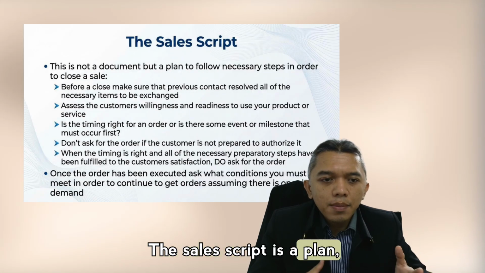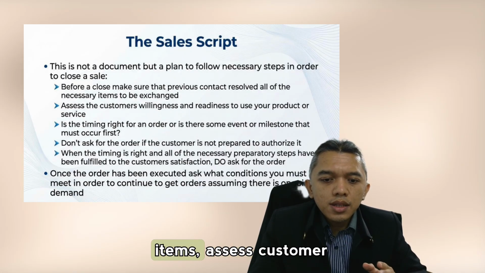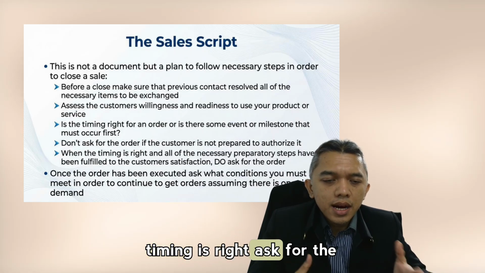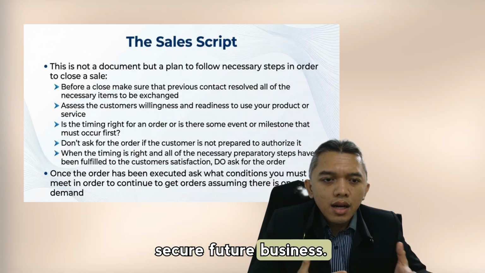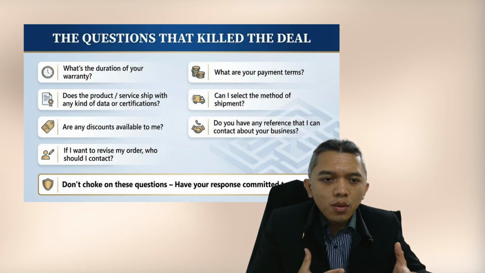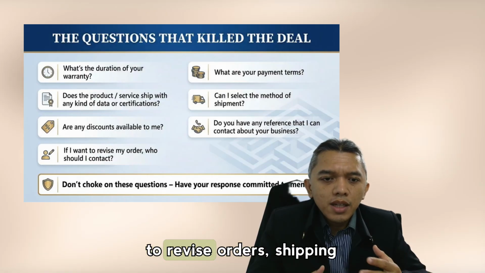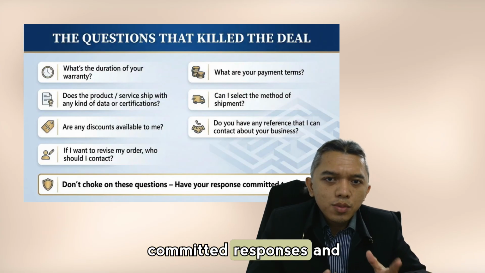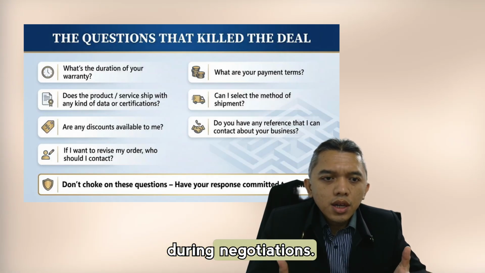The sales script is a plan, not a static document. Confirm previous contacts, resolve necessary items, assess customer readiness and timing. Don't ask for an order if the customer isn't prepared. And when the timing is right, ask for the order and then clarify conditions needed to secure future business. Many deals stall on practical questions about warranty length, payment terms, certifications, available discounts, how to revise orders, shipping methods, and references. So prepare concise, committed responses and practice them until they're second nature to avoid losing momentum during negotiations.